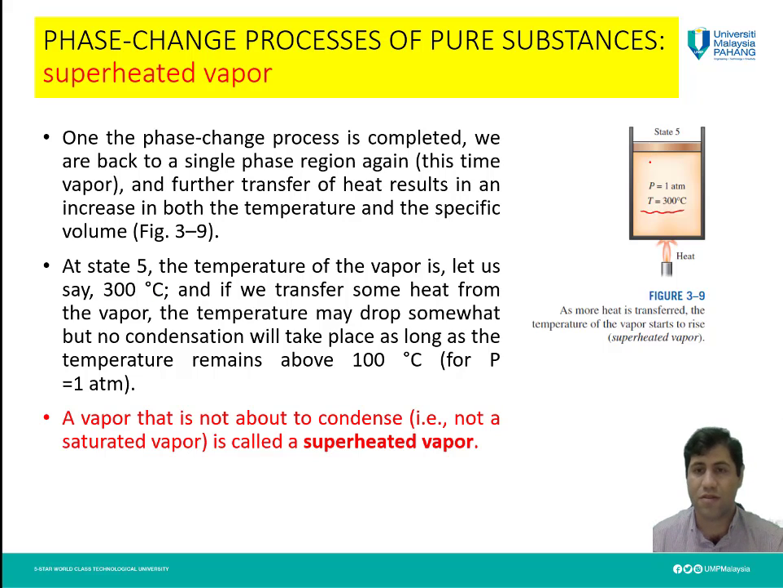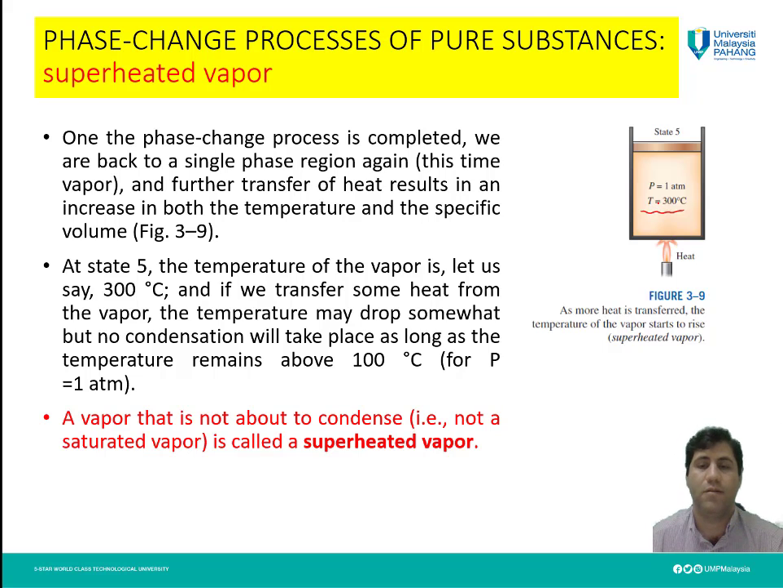And during this, you can see the specific volume of the vapor has also changed. If we transfer some heat from the vapor, the temperature may drop somewhat, but no condensation will take place as long as the temperature remains above 100 degrees Celsius. So in this state, if we reduce the temperature from 300 to 250, still we don't have any phase change.